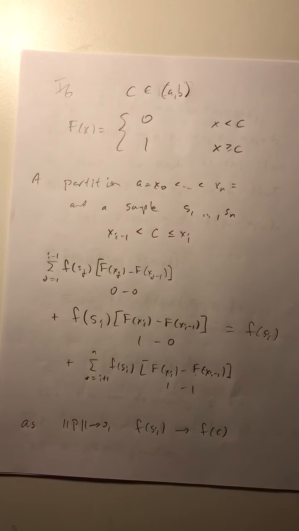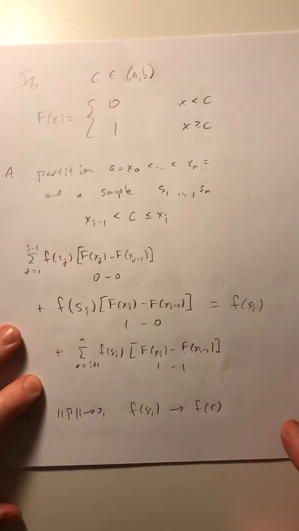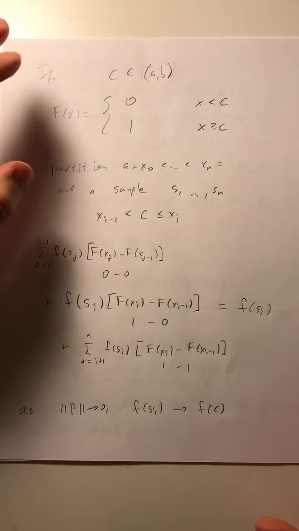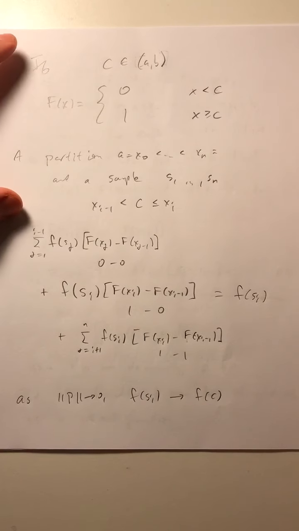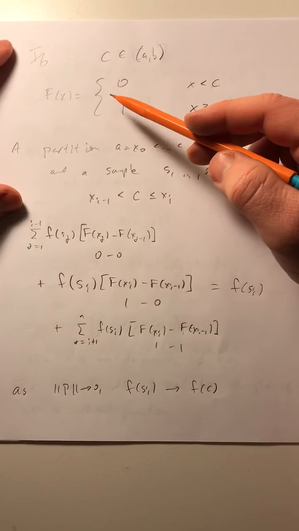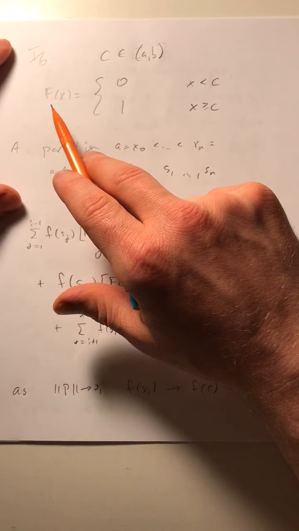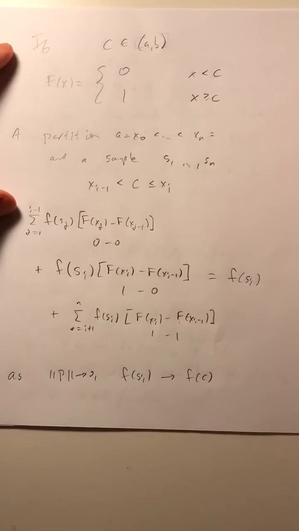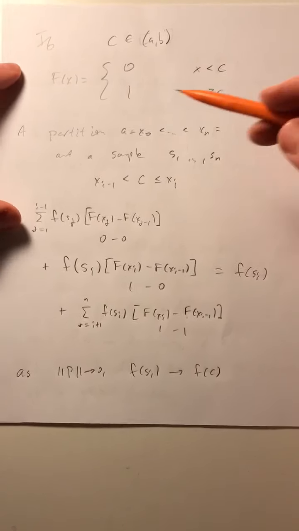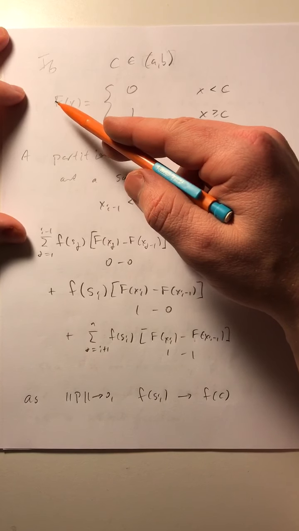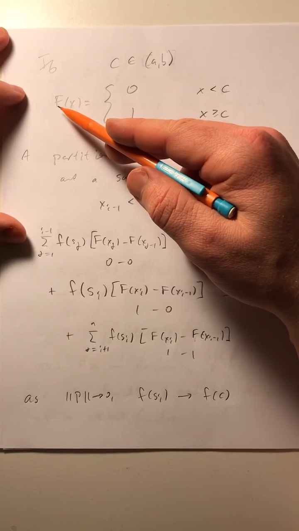So why would we care about something like this? If you've done any statistics, which I highly recommend, you will probably recognize this as expectations with respect to some random variable whose CDF is equal to this capital F. If you notice the conditions that I put on capital F, it's non-decreasing and right continuous.